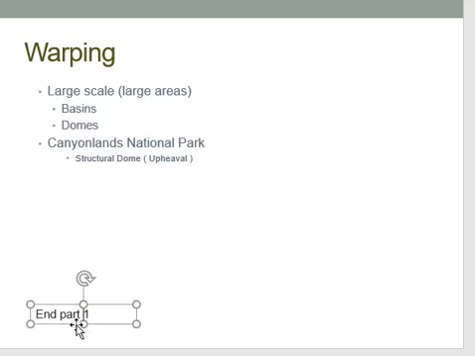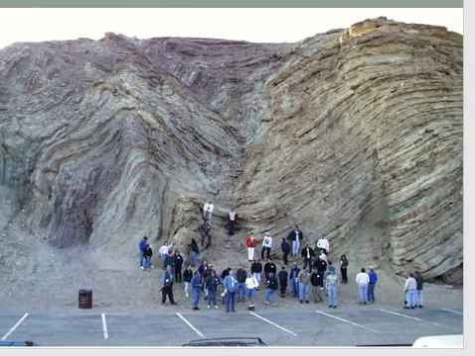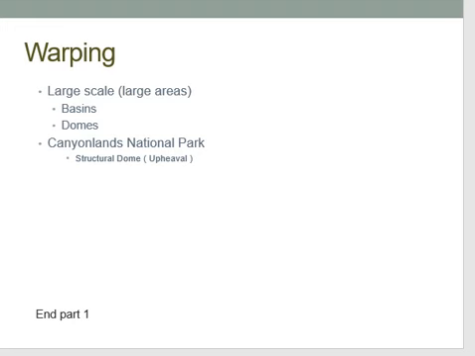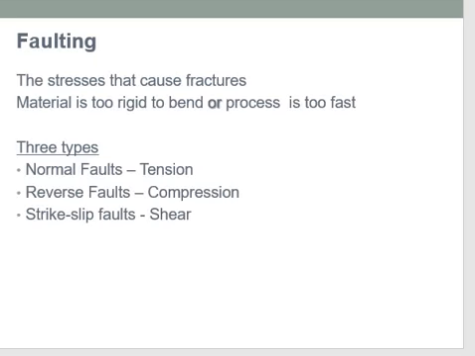Warping happens on a larger scale. So many of these folded mountains can happen, a syncline and an anticline, or individual mountain ranges can happen on small regional areas. Warping happens over a larger section, like the Canyonlands National Park, and it creates these huge gently folded basins or domes. That was short, and now we're on to faulting.